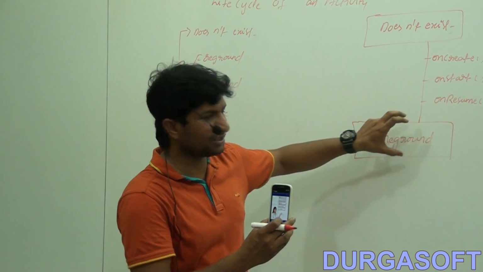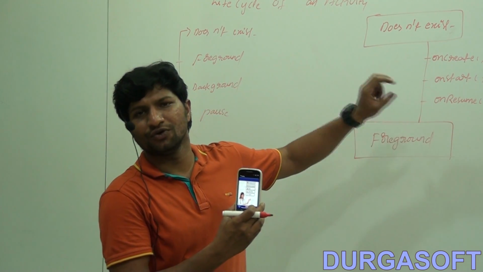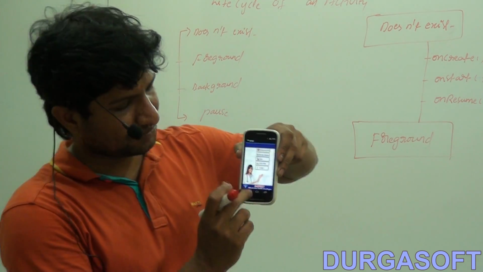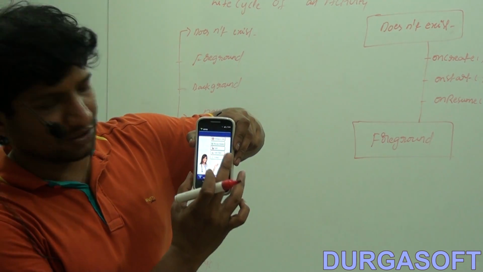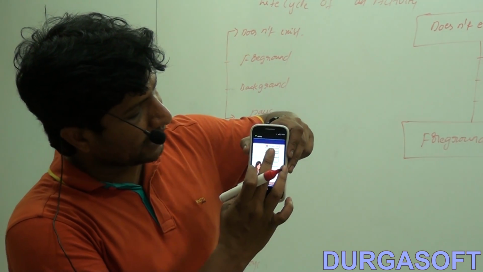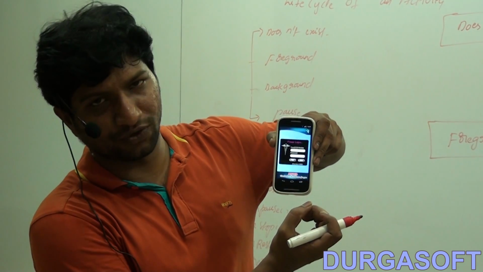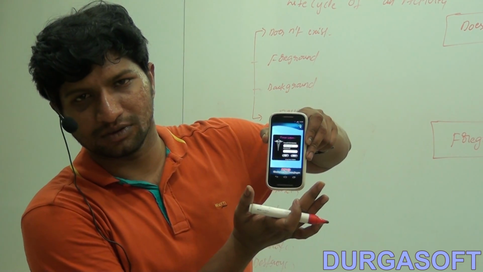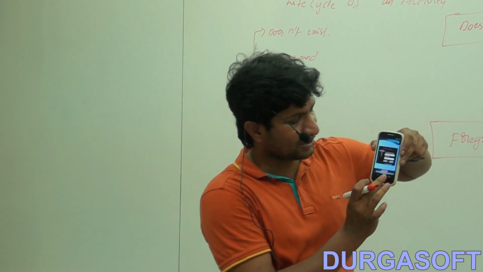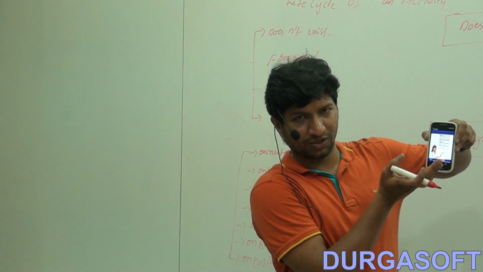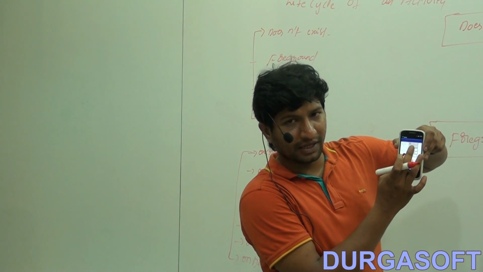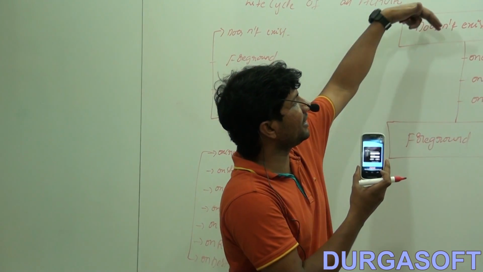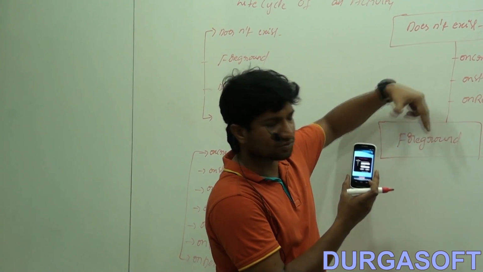Now the activity is in the foreground state. So let us click on this login button. Once you click the login button, some other activity enters into the foreground. Previously, this was the background activity. Some other activity enters into the foreground.